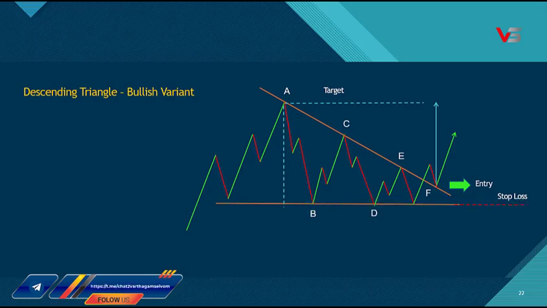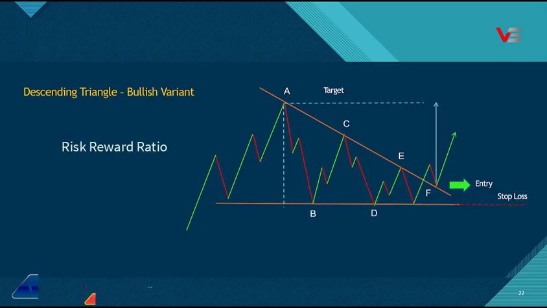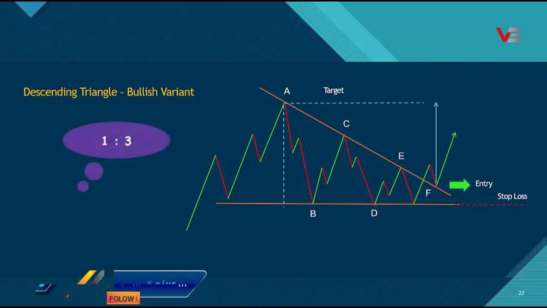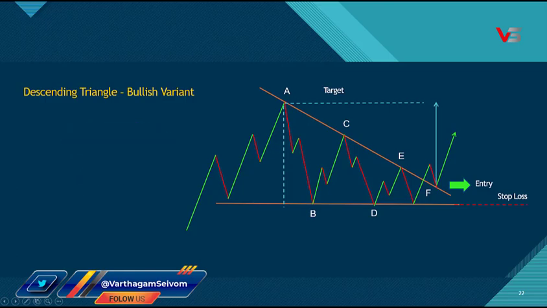Also we have to note one thing on the risk-reward ratio. The risk-reward ratio in this pattern is normally 1:3. So the probability of making profit is huge in the triangle pattern. Next, we will see the descending triangle pattern for the bearish variant.